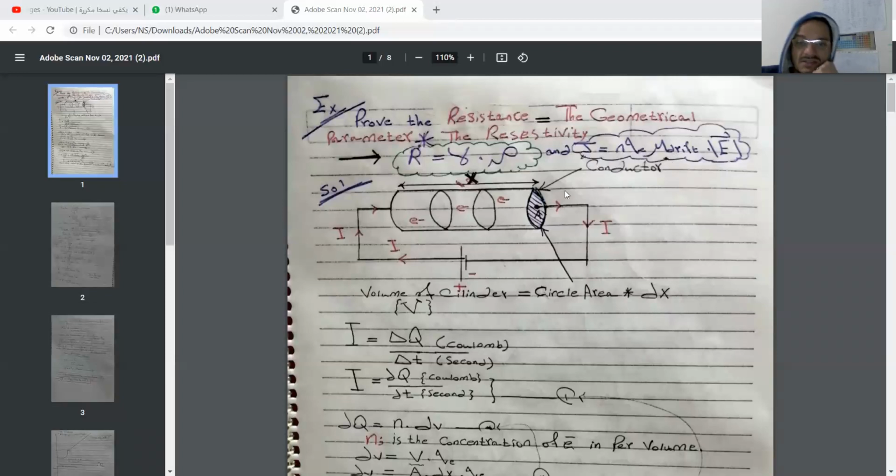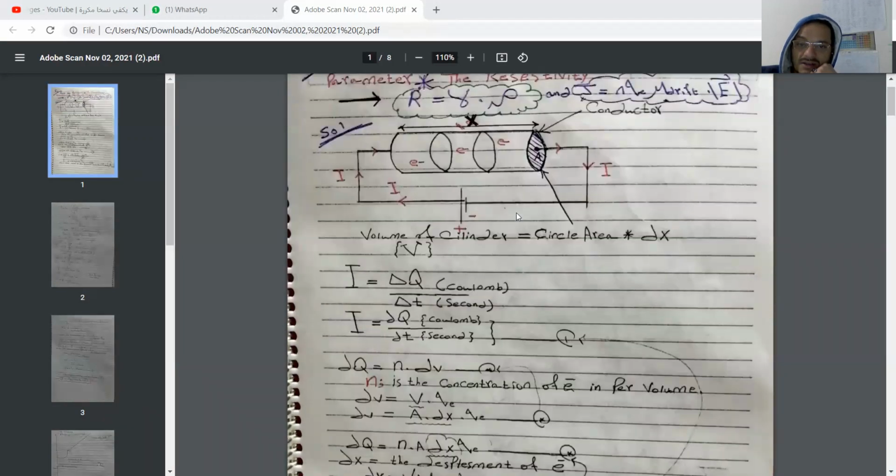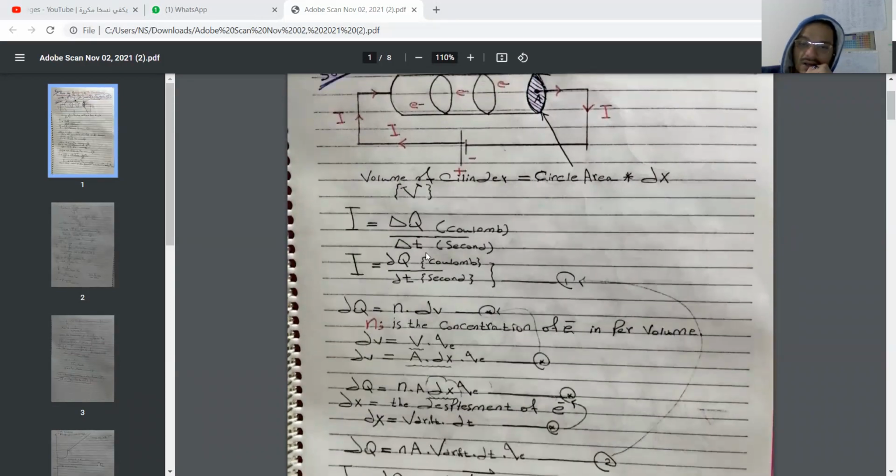Let's say this cylinder is the conductor, something like copper, and the current here, the independent current source, has its direction from this side. We will depend on the current equation. The current equation equals the derivative of the charge divided by the derivative of the time, like we're seeing here. And the unit is coulomb divided by second.